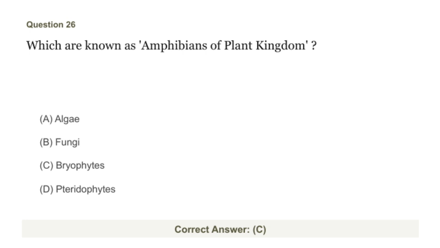They set the stage for the evolution of more advanced land plants, like ferns and flowering plants. Connecting this to our overall theme, recognizing the unique position of bryophytes helps us appreciate the evolutionary journey of plant life on Earth. And remember, this nickname underscores their transitional, amphibian-like role in plant evolution.